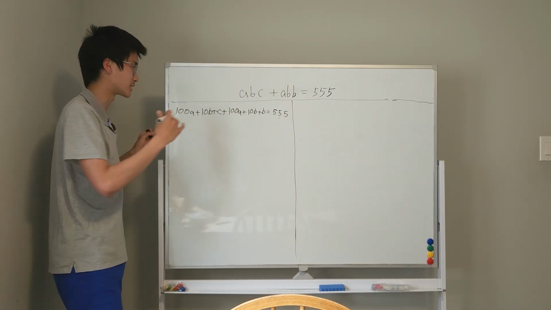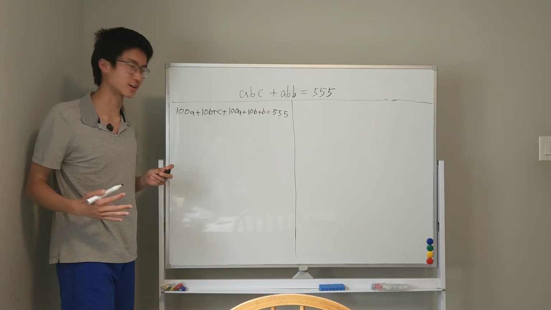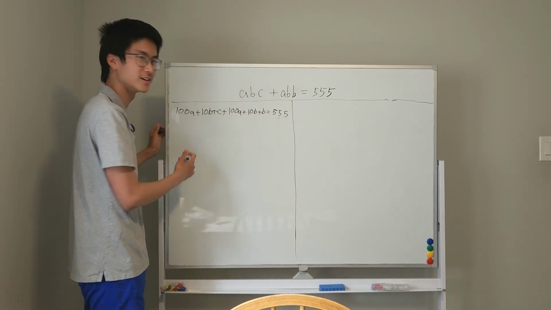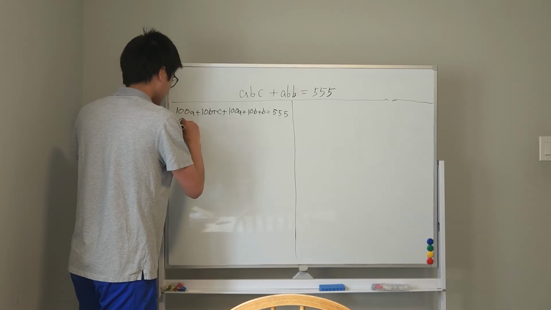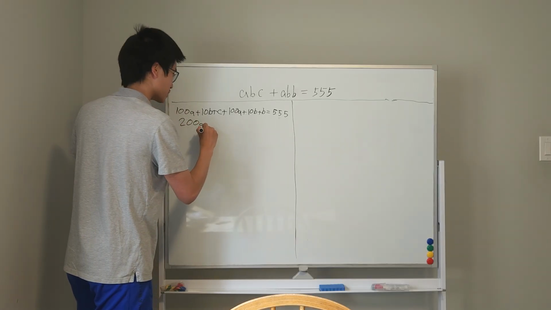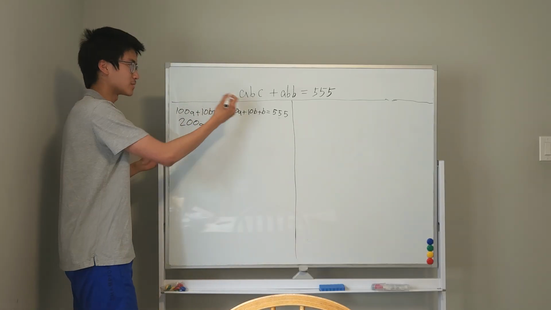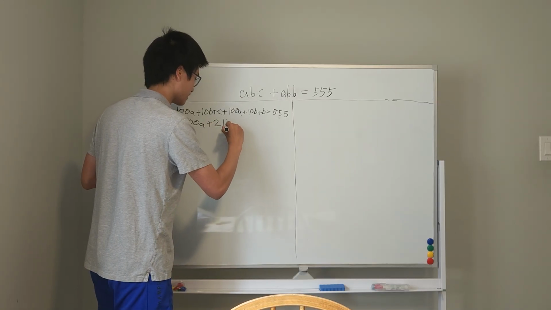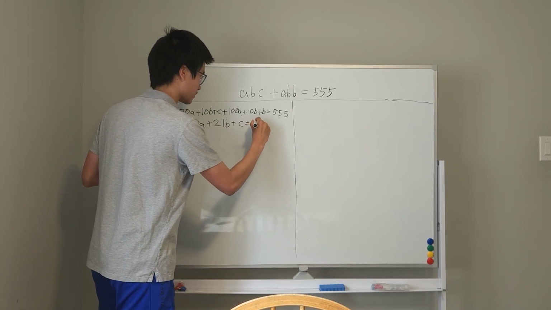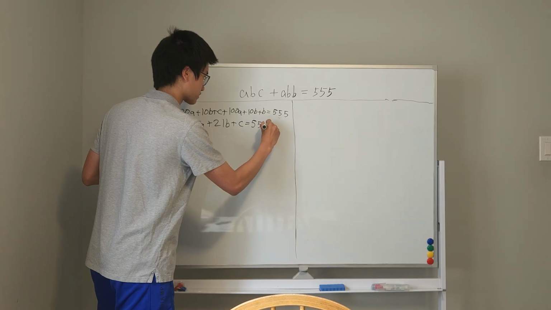Afterwards, we can do some more simplification. So we combine like terms, 100A plus 100A. Those are like terms because they're both in variable A. 100A plus 100A is 200A. 10B plus 10B plus B is 21B. And then plus C equals 555.